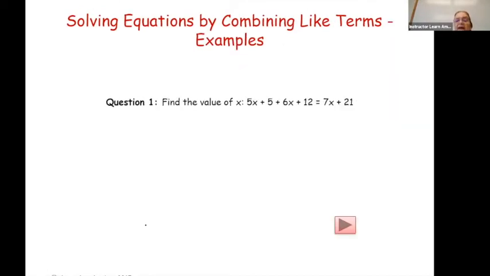Okay, looking at combining like terms in additional equations. Here we see in the left side of the equation, we have the like terms 5x and 6x. So those can combine to give 11x. We also have like terms 5 and 12. So those can combine to give 17.